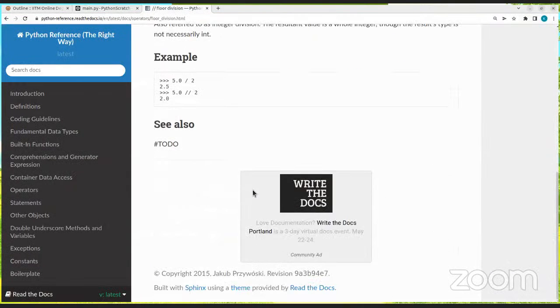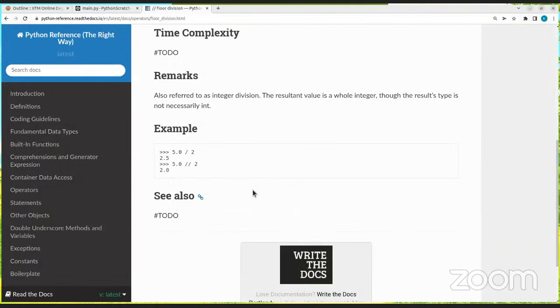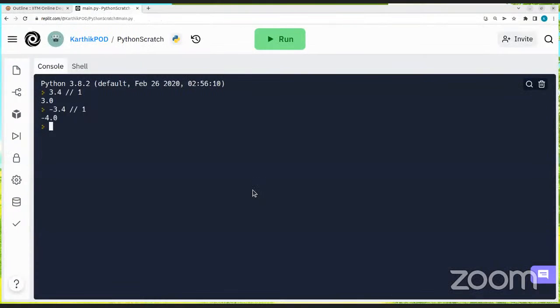So maybe I'll add a thread in Discord where you can check for these things. But for now, there are these two cases. Just remember that for positive numbers or negative numbers, when you do a floor division by 1, it will give you the floor of that particular value.